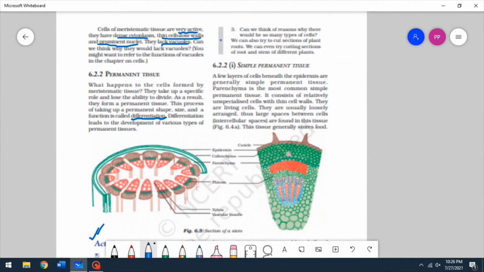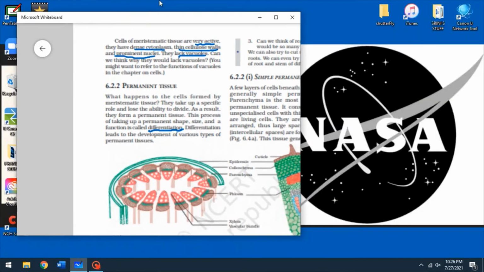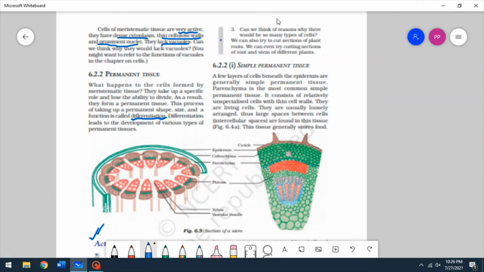So then we're talking about the types of permanent tissues. A few layers of cells beneath the epidermis are generally simple permanent tissue. The first one is simple permanent tissue, and it's usually present beneath the epidermis. Okay, it's the first few layers beneath the epidermis. That's the simple permanent tissue. It consists of relatively unspecialized cells with thin cell walls.